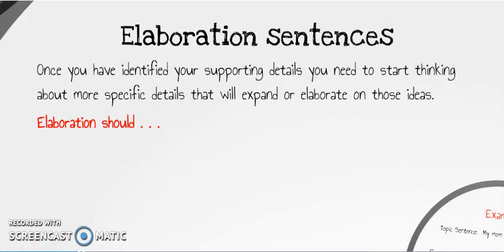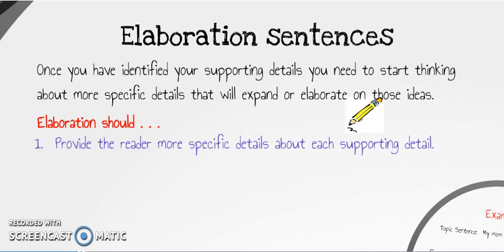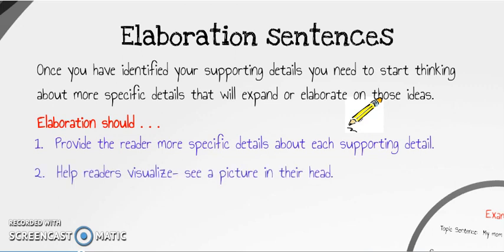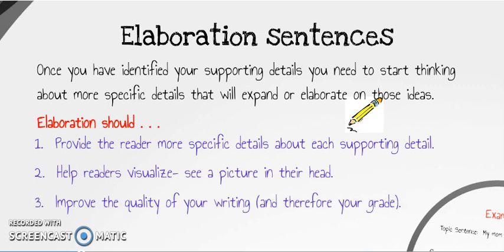After your supporting detail sentences, you want to include another kind of sentence called elaboration sentences. These are going to give more specific details about the supporting detail sentences. These sentences should, and again, you're taking notes because there's the pencil, provide the reader with more specific details about each supporting detail. So it's kind of like saying more about the idea. It will help readers visualize or see the picture in their head. They're going to get enough information to do that. And it will also very much improve the quality of your writing, and therefore your grade.